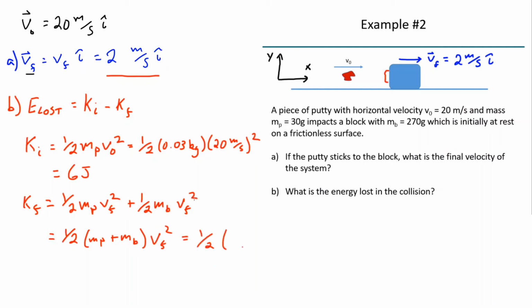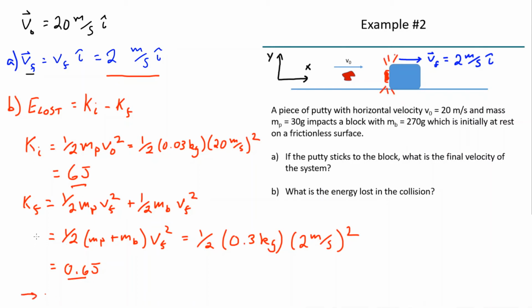Well, the mass of the putty plus the mass of the block, that's 300 grams. I'm going to write that as 0.3 kilograms times V final, well, that's 2 meters per second. So I multiply this by 2 meters per second squared. Plug that into my calculator, and I get 0.6 joules. So the kinetic energy is 10 times smaller after the collision than it was before.